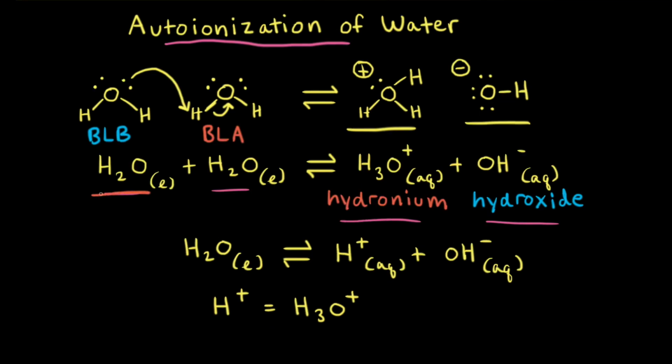Instead of using two water molecules to show the autoionization of water, it's also possible to show it using only one water molecule. So H₂O could break up to form H+ and OH-. So H+, which is the hydrogen ion, is sometimes used interchangeably with H₃O+, which is the hydronium ion.